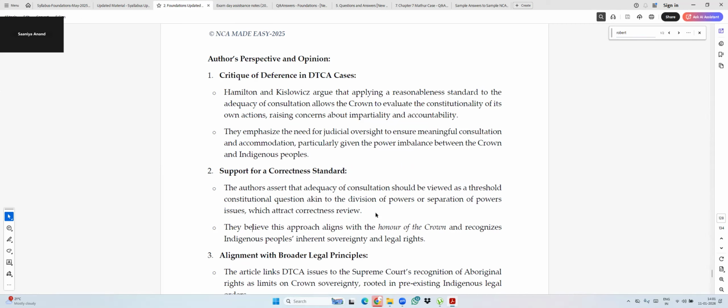So isn't the heart of it that Vavilov decided that questions of constitutional importance are to be decided on a correctness standard, right? Correct.